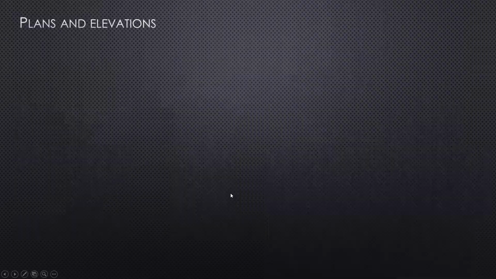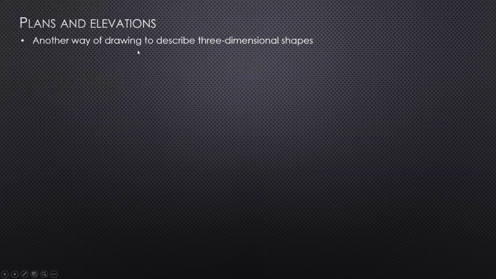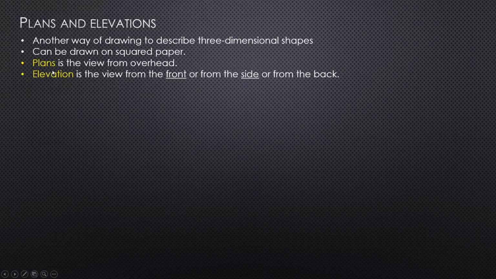Next, these 3-dimension shapes can also be drawn on square paper, but then we need to split them into plans and elevations. Plan is the view from overhead. That means you are standing on top and you look down. So this is what we call the plan. Elevation is the side view. It can be from the front, from the left-hand side and the right-hand side.